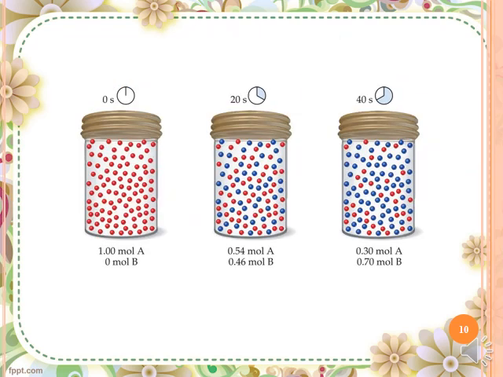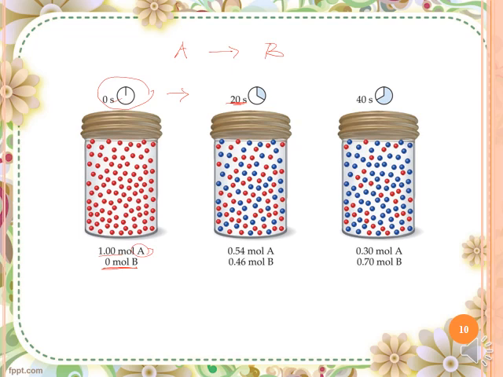Now look at this jar here. This jar is showing the number of molecules when a reaction takes place. In the beginning, at 0 seconds here, we have 1 mole of reactant A and no product formed yet. Over time, at 20 seconds, some of the reactant A has been converted to product B. So basically we write the reaction like this.